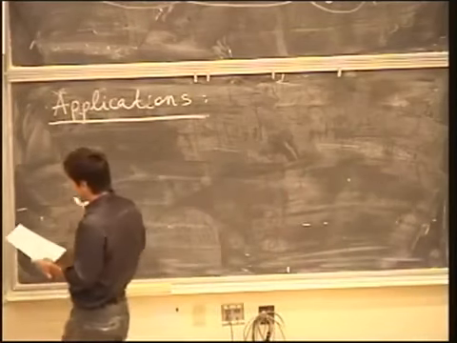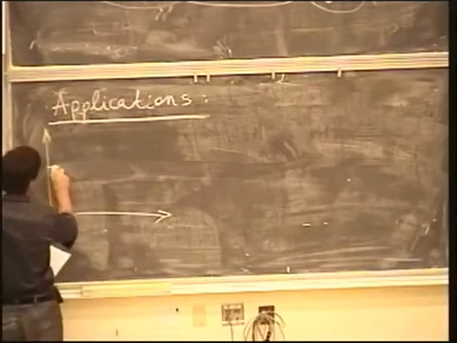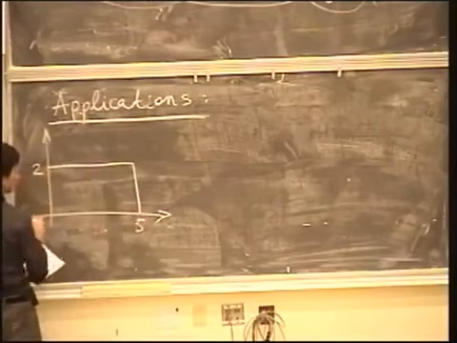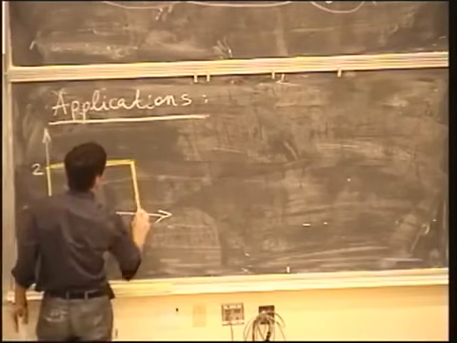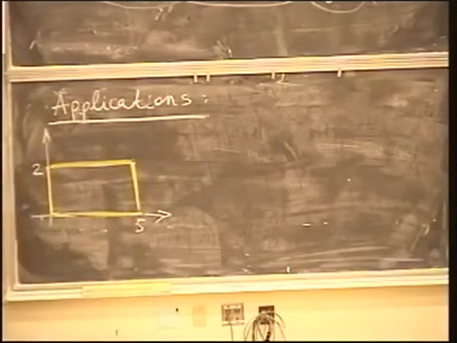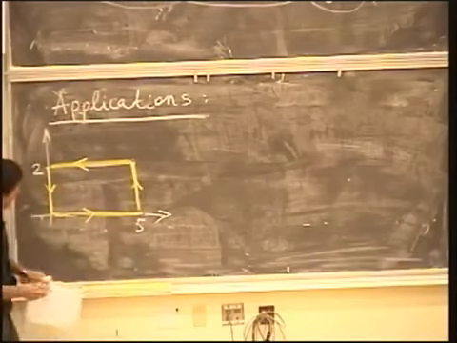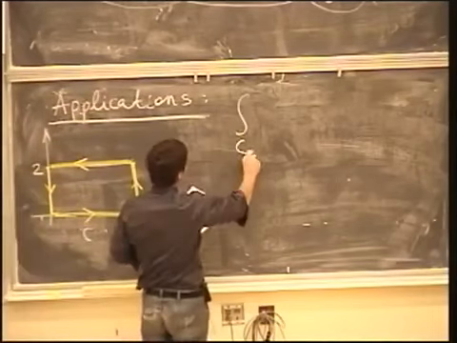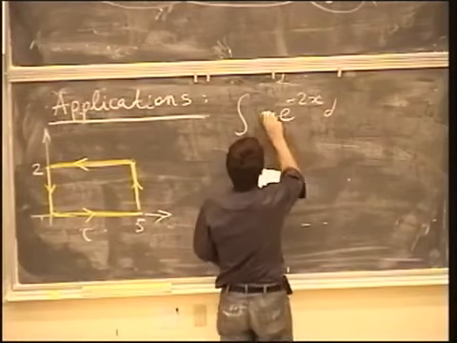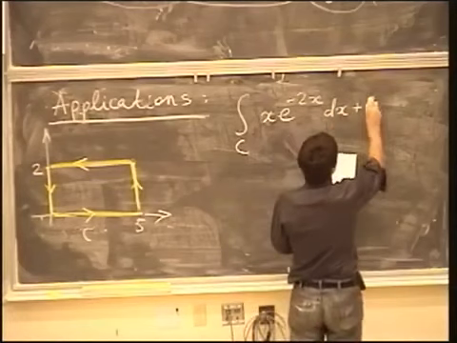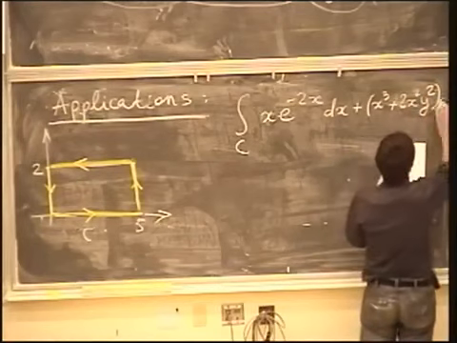So here's an example. Suppose that your curve C is a boundary of a parallelogram like this. This is your curve C, and it will be positively oriented, which means that you go counterclockwise. Okay? This is your curve C. And suppose you're asked to evaluate the line integral over C of the following expression: x e to the minus 2x dx plus x cubed plus 2x squared y squared dy.